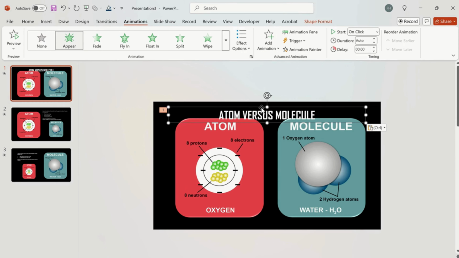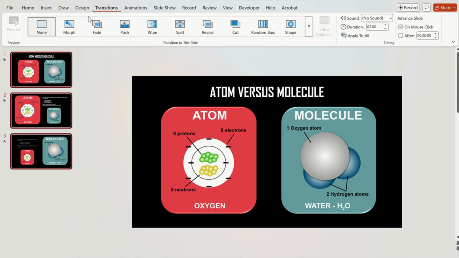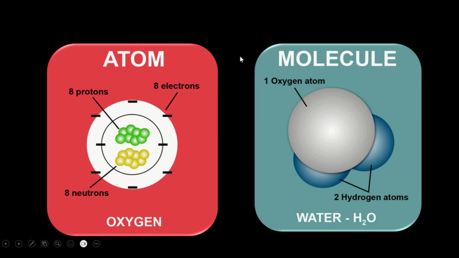Now select all slides and in Transitions tab, click on Morph Transition. Look how easy it is to make and how amazing they appear.